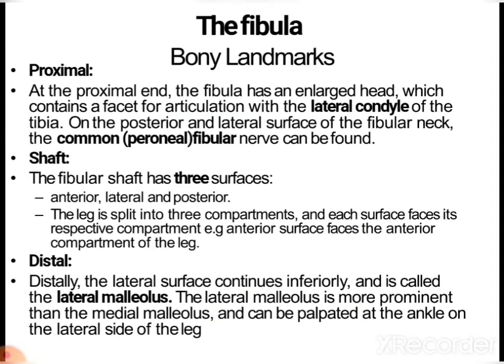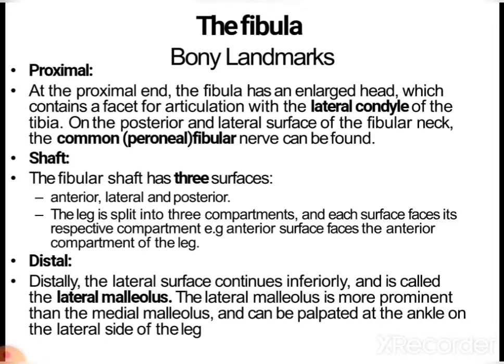Now at the proximal end, the fibula has an enlarged head which contains a facet for articulation with the lateral condyle of the tibia. On the posterior and lateral surface of the fibular neck, there is an important nerve related to this bone. This is the common peroneal nerve.